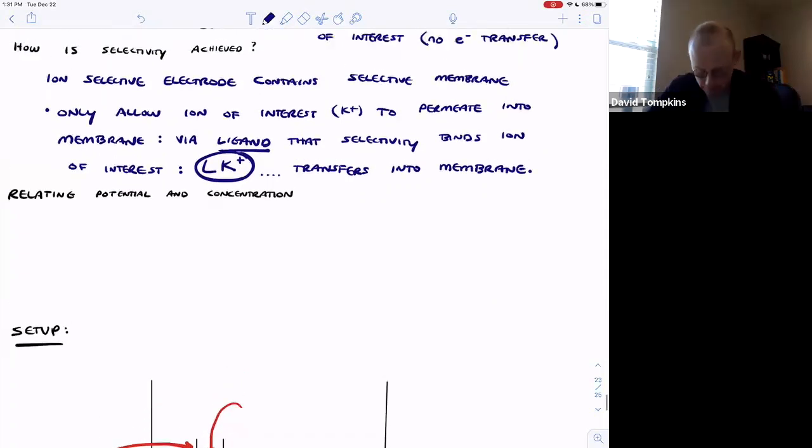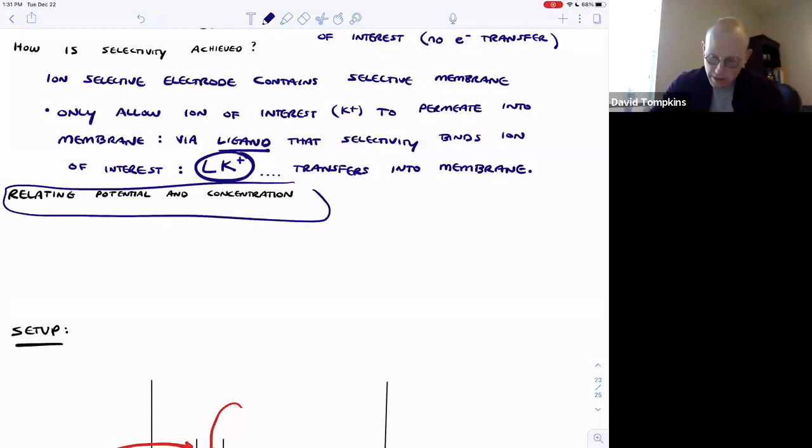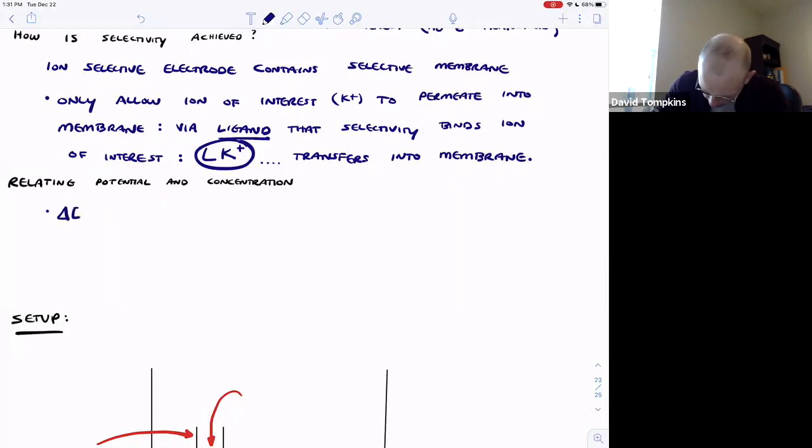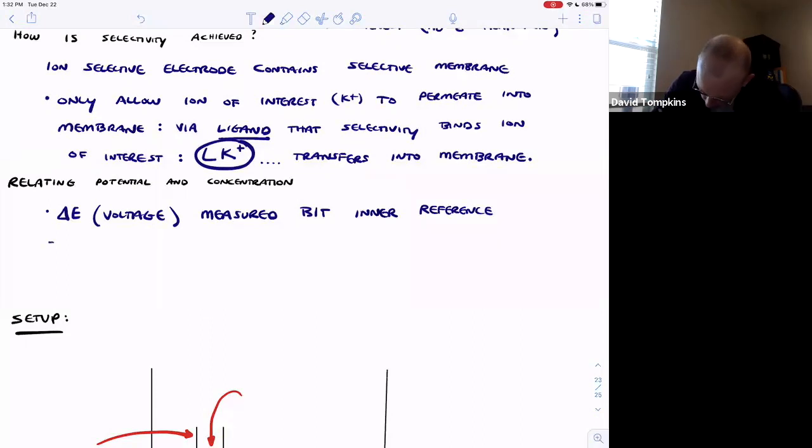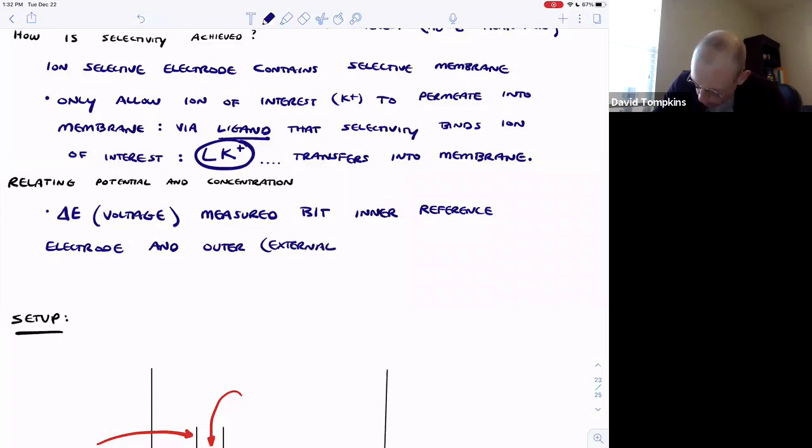So after we have some selective transport of the ion of interest into the membrane, then we can determine the concentration. And the difference in potential, or the voltage, that's measured between two electrodes, one of which is the inner reference electrode, and the other electrode is the outer or external electrode. So there will be a potential difference between these, and that difference will tell us about the concentration of potassium or any ion of interest in the analyte solution.